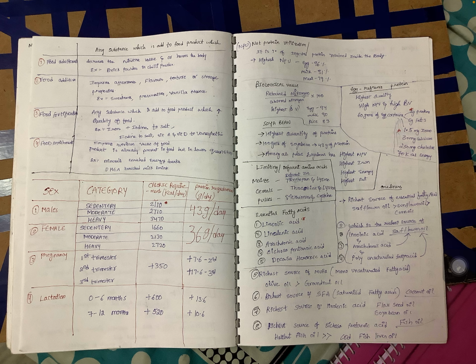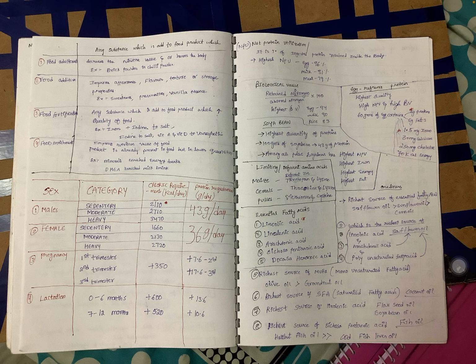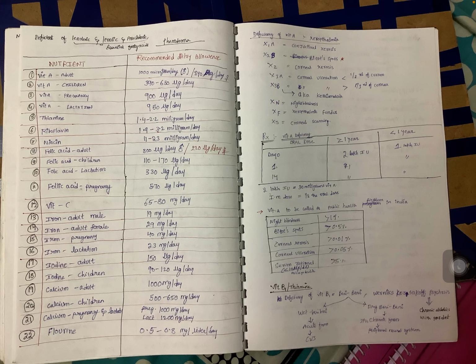Richest source of MUFA, monounsaturated fatty acid, is olive oil, followed by the groundnut oil. Richest source of saturated fatty acids is coconut oil. Richest source of linolenic acid, flaxseed oil. Richest source of eicosapentaenoic acid is fish oil, halibut fish oil, followed by the codfish liver oil. Deficiency of linoleic acid and arachidonic acid essential fatty acids is the phrynoderma.